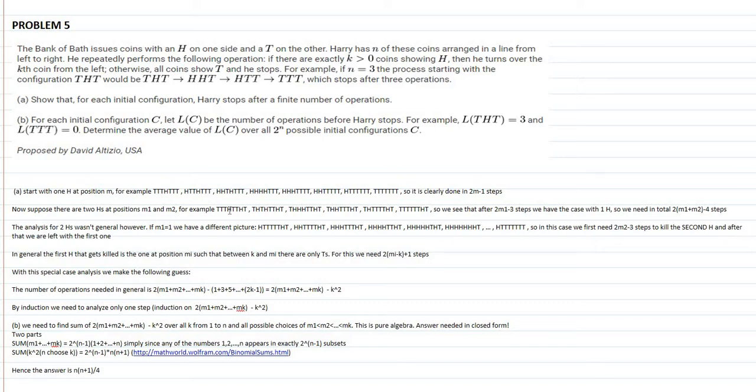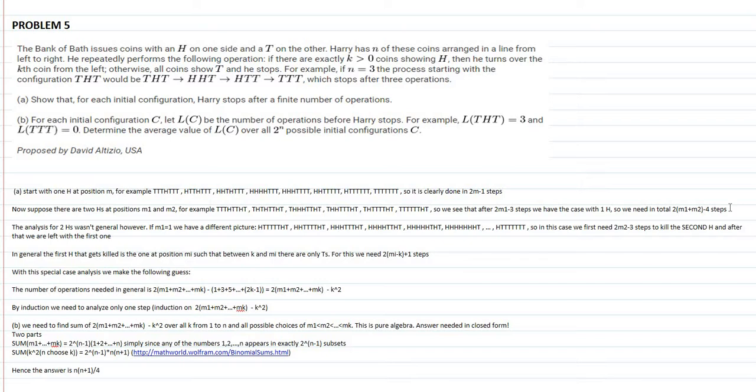So essentially, I need 2m1 minus 3 steps to kill this first H, and then what remains is just the second H. So for the second H, I will need, of course, 2m2 minus 1 steps. That's what I already concluded here. So in total, I would need 2m1 plus m2 minus 4 steps.